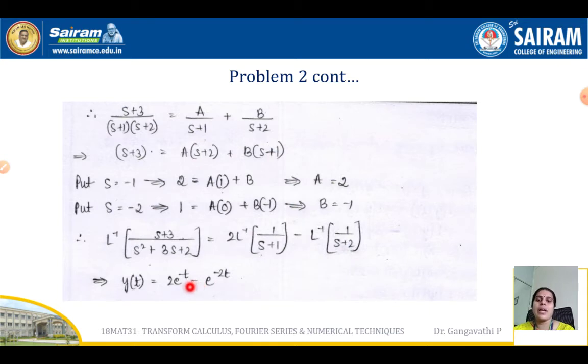So what is L inverse of 1 by s plus 1? It is e to the power of minus t. And L inverse of 1 by s plus 2 is e to the power of minus 2t. So this is our solution y of t.